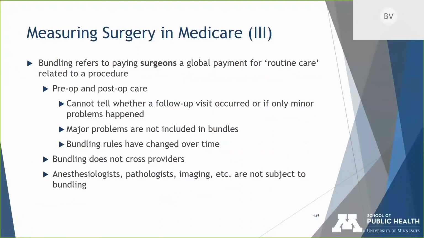One thing to note is that major problems are not included in the bundles, and so you do see those as a separate bill within the claims. Also keep in mind that the bundling rules do change over time, and so again, consult those manuals to ensure you really understand what is included in the bundle. So if you suddenly see an addition of all these other ancillary services showing up, it may not be truly a change in patterns of care, but just a change in the billing rules. You'll want to understand that. Additionally, anesthesiologists, pathologists, and the imaging that might occur preoperatively or postoperatively are not subject to that bundling, so you do see those separate bills within the data.